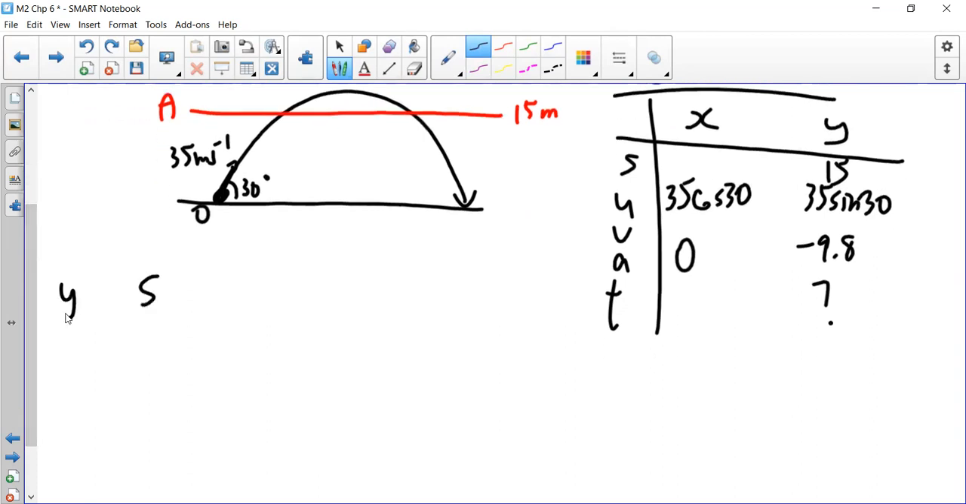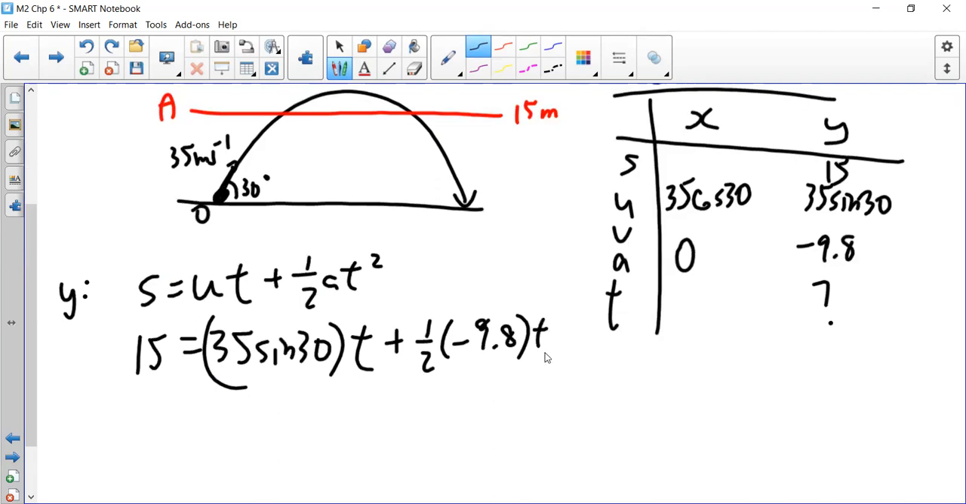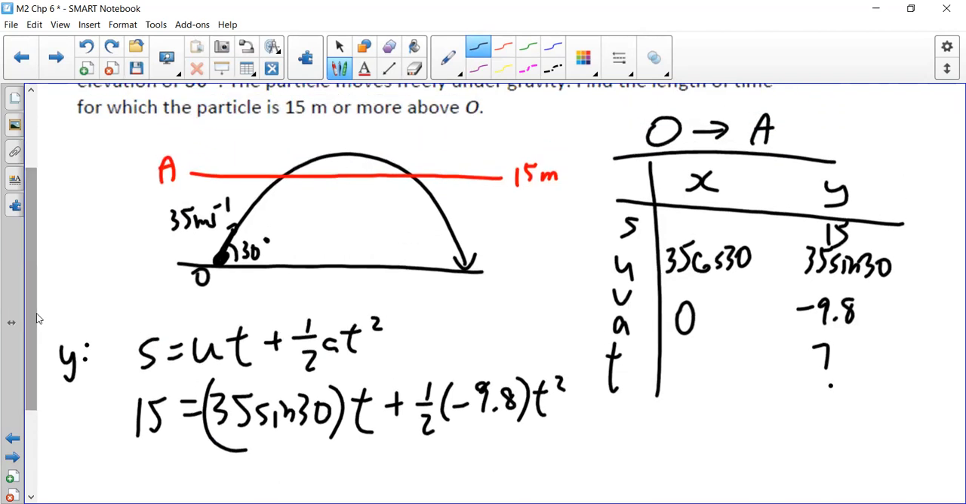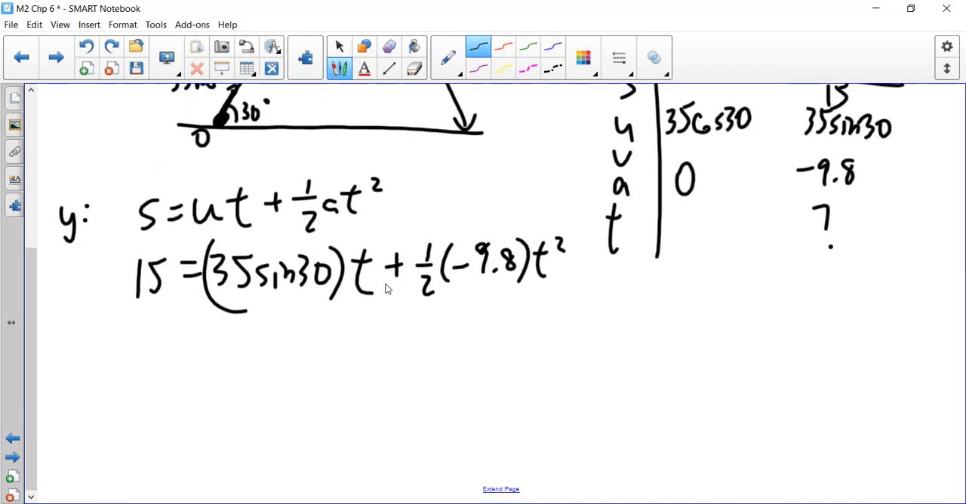So for the Y column, S equals ut plus a half at squared. So S is 15, U is 35 sin 30 times time, we don't know, plus a half times negative 9.8 t squared. Well, why is A negative again? If the particle starts by going upwards, it will always be negative. All right. Then solve the equation.